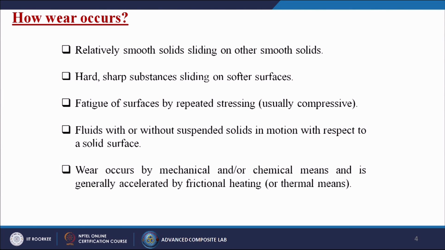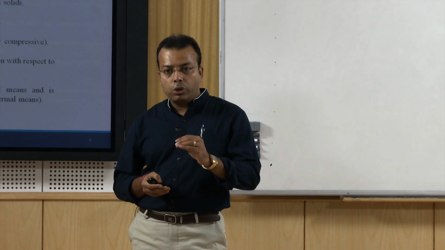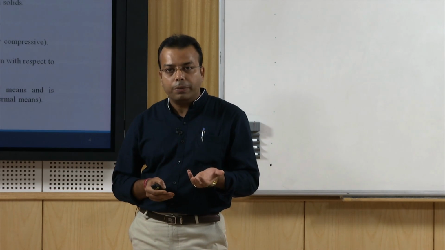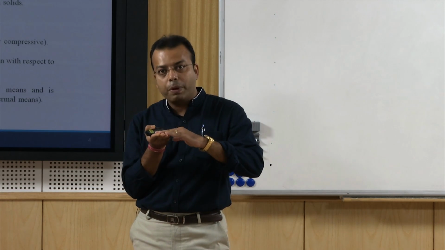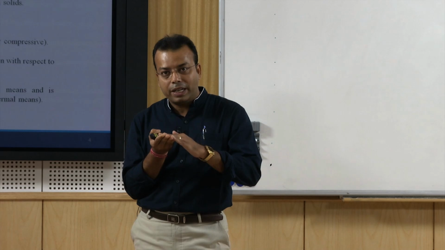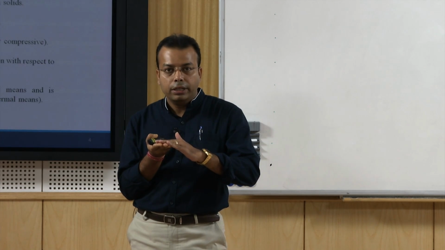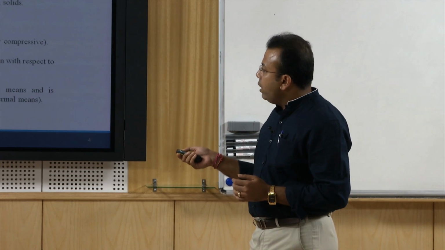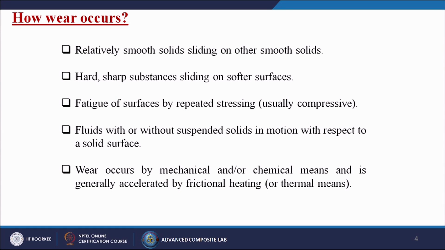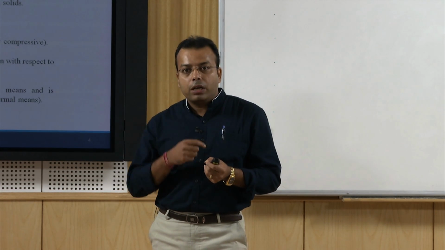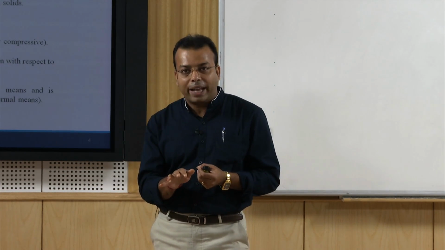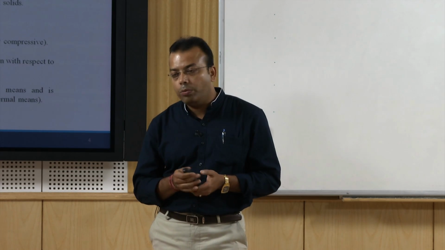Second, hard sharp substances sliding on softer surfaces. Suppose our shoe sole, when we are walking on the road, is made of rubber or some kind of softer polymer. When it comes in contact with the bitumen, rocks or dust particles, it gets eroded, so wear can occur. Third, fatigue of surfaces by repeated stressing, usually compressive. Suppose we are pedaling our cycles or continuously pressing the brakes; due to that some kind of wear can occur.